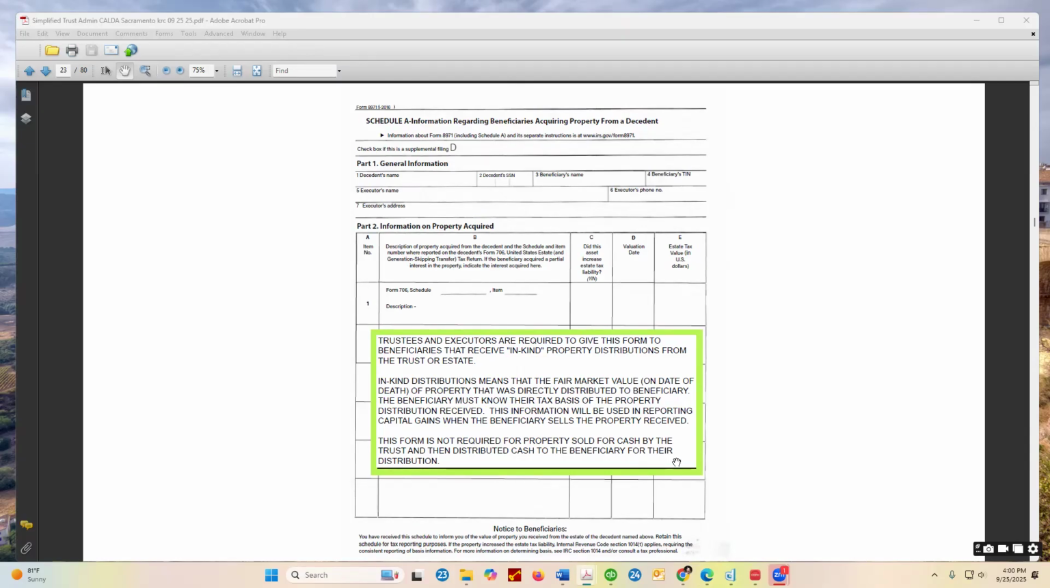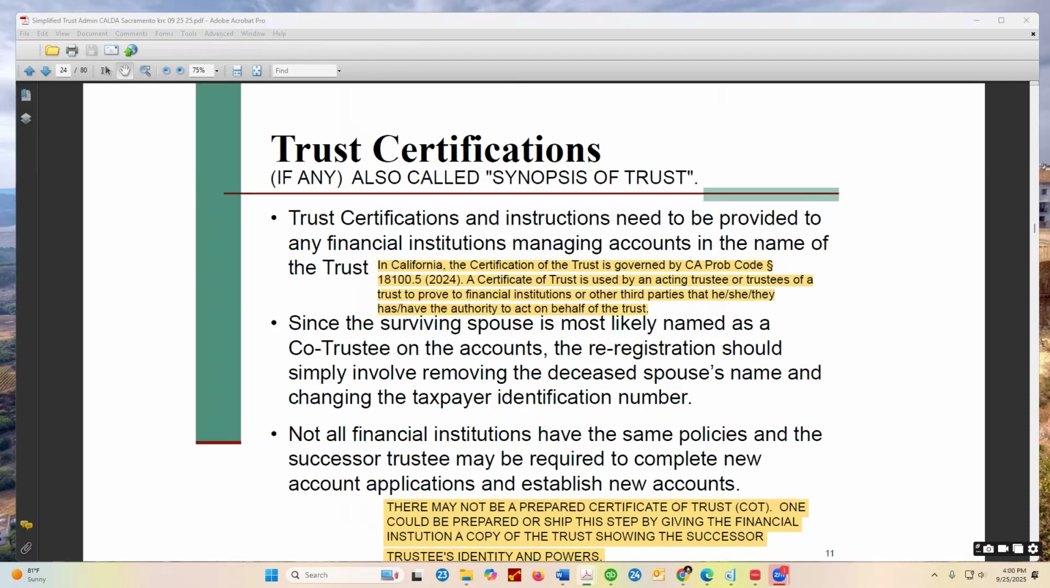And if you take the property and sell it in the trust or estate administration, this form's not required because the distribution is cash, not property.